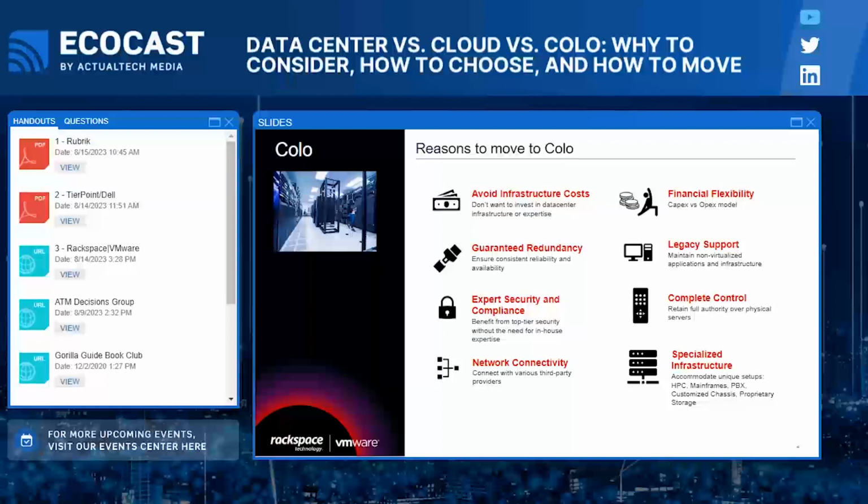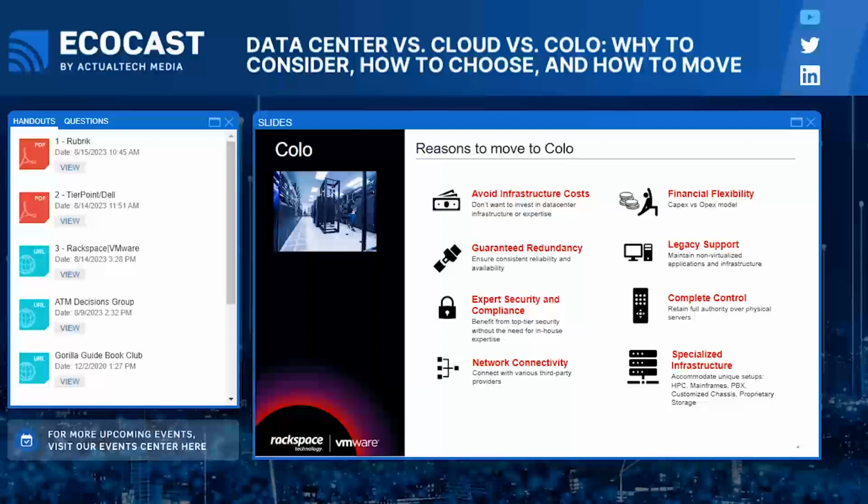And then specialized infrastructure, very similar to legacy applications, but these are special types of infrastructure that you cannot run on virtualized. So, for example, in addition to the high-performance computing clusters and mainframes, you can also have PBX telephony systems. You could have proprietary storage, custom chassis. There's all sorts of things. So these are some of the common reasons why someone will want to move to a Colo like Rackspace as opposed to running in their own data center.